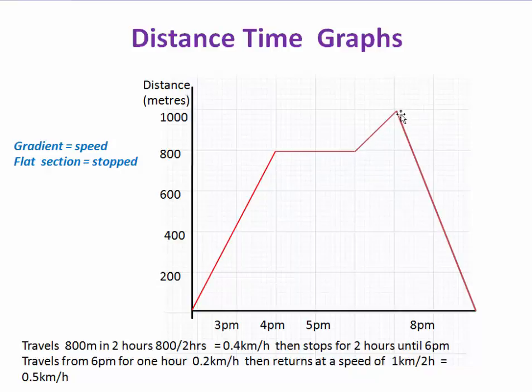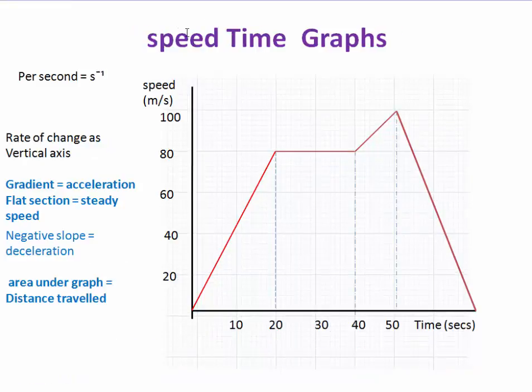And this is our return journey, where we were at 1,000 meters from the place we started, and then we're going back to where we started. So this gradient would be the speed at which we returned. So the gradient. We do not use the area under the graph where we have a distance time graph. This area under the graph comes from speed time graphs.